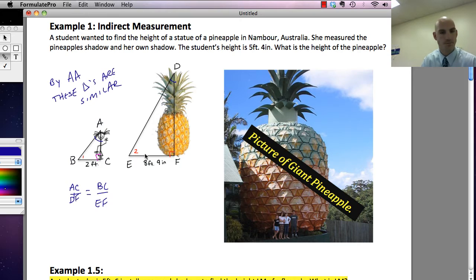So if we fill in what we know, AC, we know how tall she is. She is 5'4". And DF is the height of the pineapple, which we don't know. Here's a picture of the giant pineapple, by the way. You can see these people at the bottom. So it's pretty tall. And then we're going to compare that to BC, 2 feet, over 8 foot 9 inches.